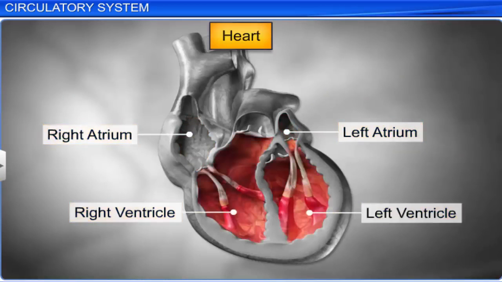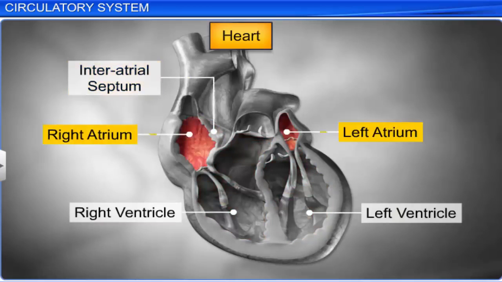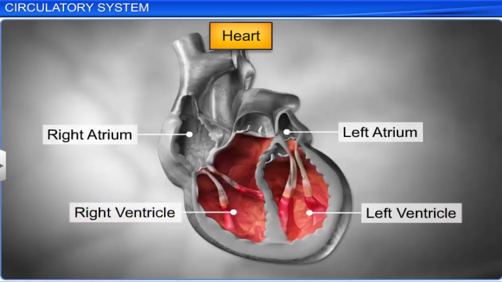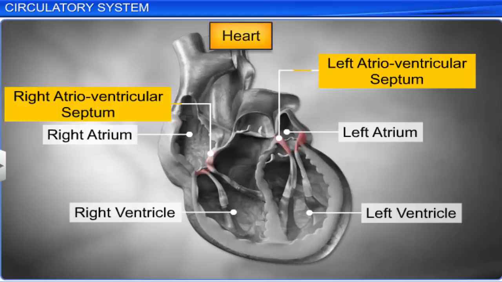A thin muscular wall called the interatrial septum separates the 2 atria, while a thick interventricular septum separates the 2 ventricles. Besides, a thick fibrous tissue called the atrioventricular septum separates the atria from their respective ventricles.